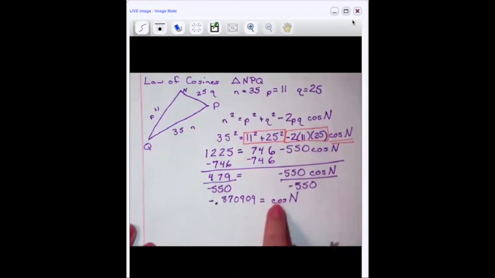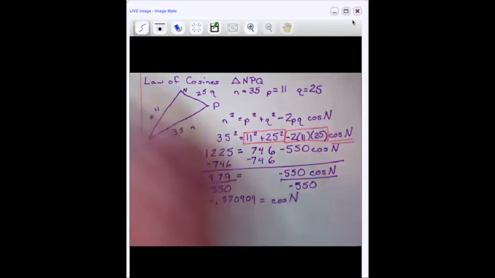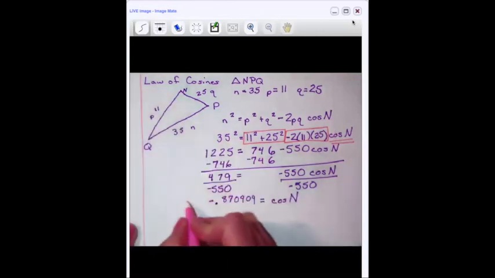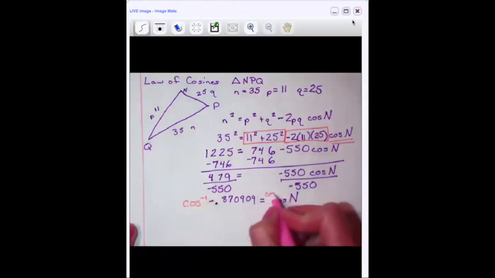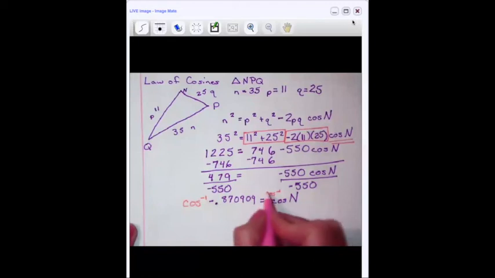Now remember, to get rid of a trig function, we have to do the inverse. So the inverse of cosine is the arc cosine. So basically, we're going to take the opposite of cosine on both sides. And this is what it looks like when we type it into the calculator. So the opposite of cosine times cosine, that's like saying 1/5 times 5. And it cancels out. So this cancels out and we're left with just n on this side. So we're going to find out what that n is.